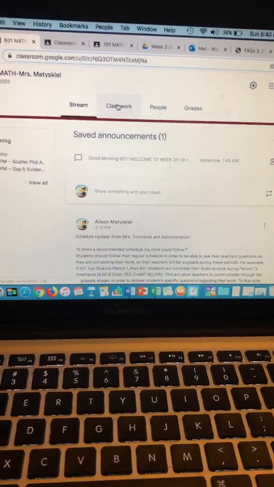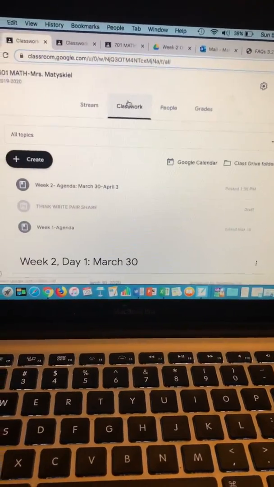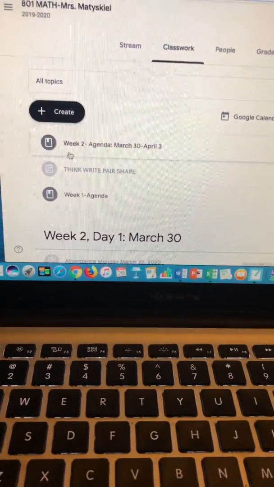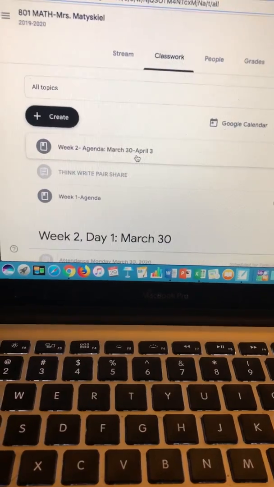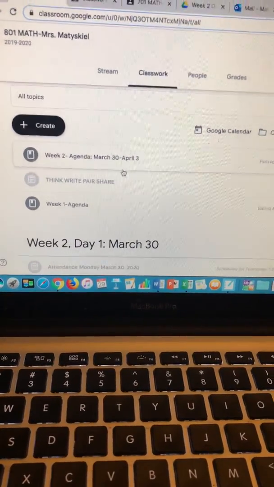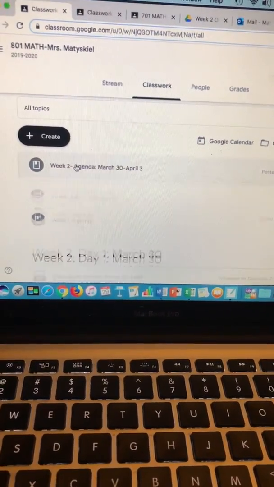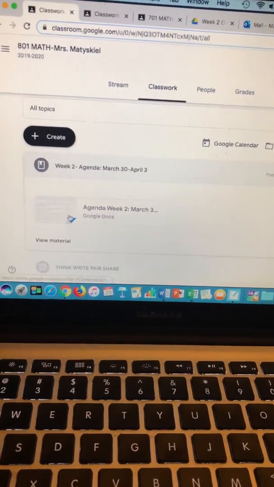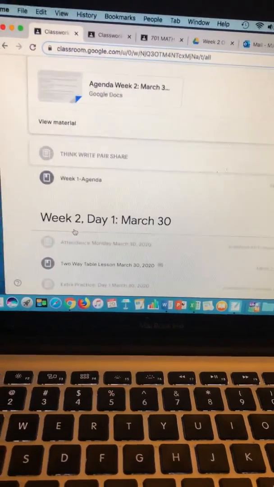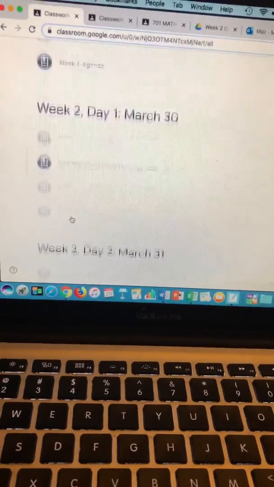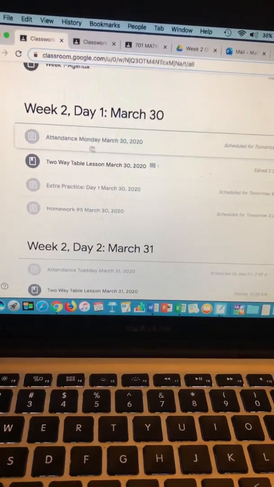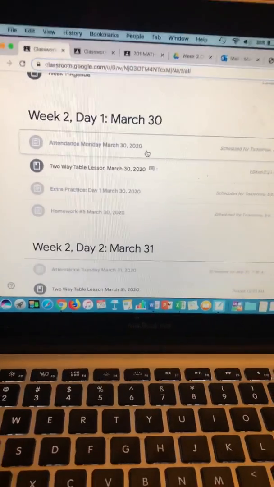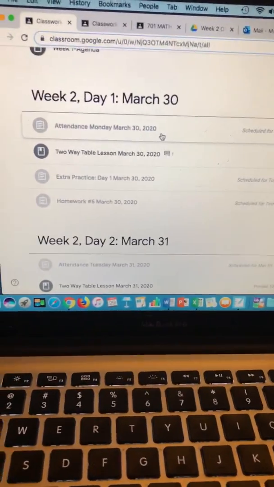Okay, so I'm going to click on my classwork tab. There is a week 2 agenda available. So if you ever need a guideline to remind you what you're responsible for each day, it's located right here. You can use that as a nice resource. I'm going to scroll down to week 2, day 1, March 30th. First thing you should do is take your attendance. Make sure that's completed before 11:59 tonight.